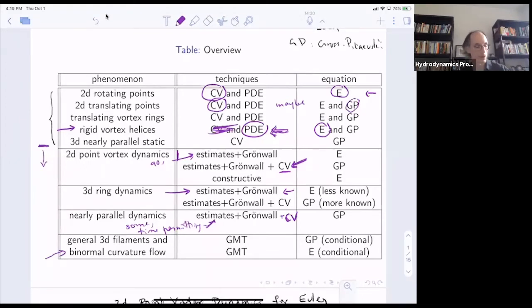I certainly have to spend time talking about these. They're results of what I've called conditional type. In other words, these are barely results at all. They say if you knew all this extra information about the solutions, then you would have a theorem. The way I see this is these identify the binormal curvature flow as the only possible law of motion for vortex filaments in this setting, but they fall far short of proving anything. Nonetheless.